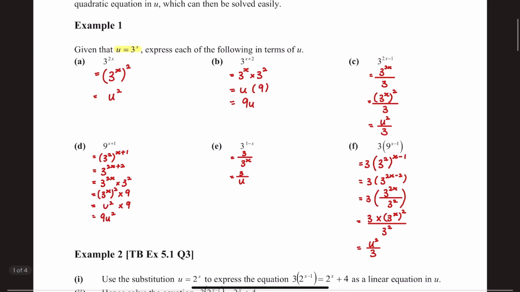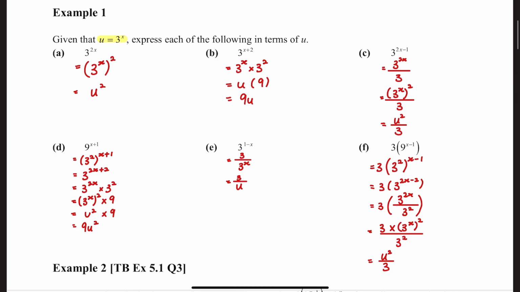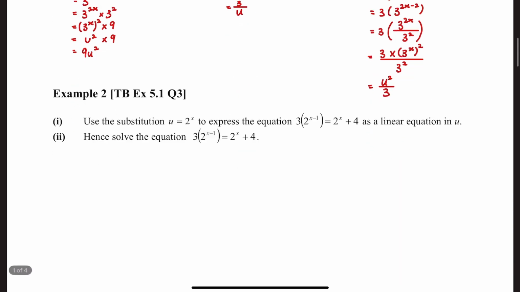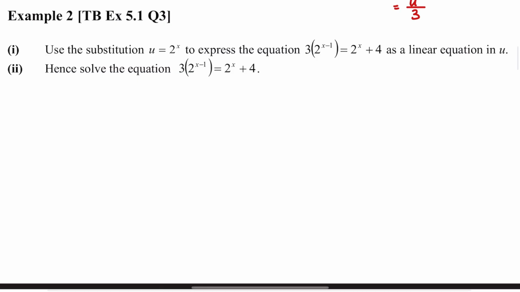Okay, so this is a simple example to learn. Now, given all these terms here, how do I extract out the u given a given substitution? This will be very useful when we start to solve equations that we will need to solve by using substitution. So let's now look at example 2. Example 2: use the substitution u equals 2^x to express this equation as a linear equation in u. So what does that mean?